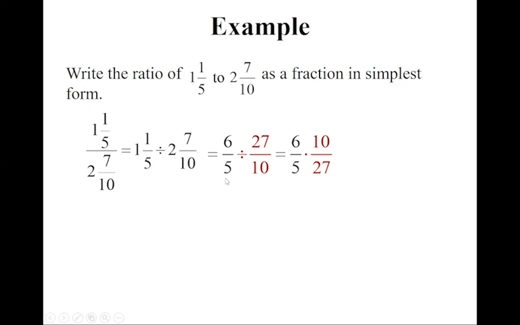So improper fractions would be 6/5 divided by 27/10. And then dividing by a fraction is multiplying by the reciprocal. So 6/5 times 10/27. 6 is 2 times 3. 10 is 2 times 5. 27 is 9 times 3. 9 is 3 times 3.